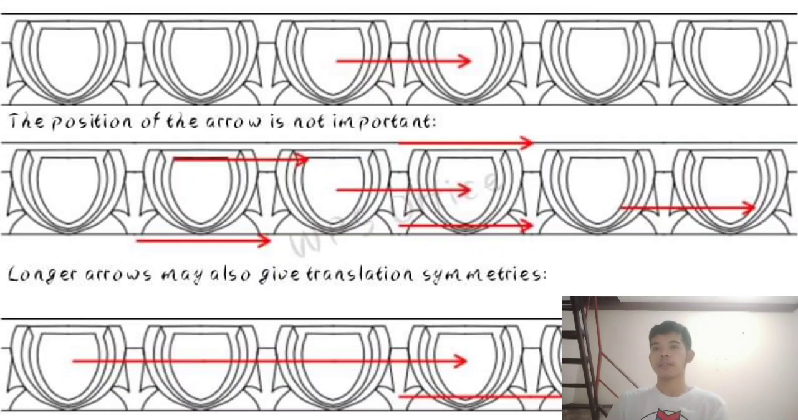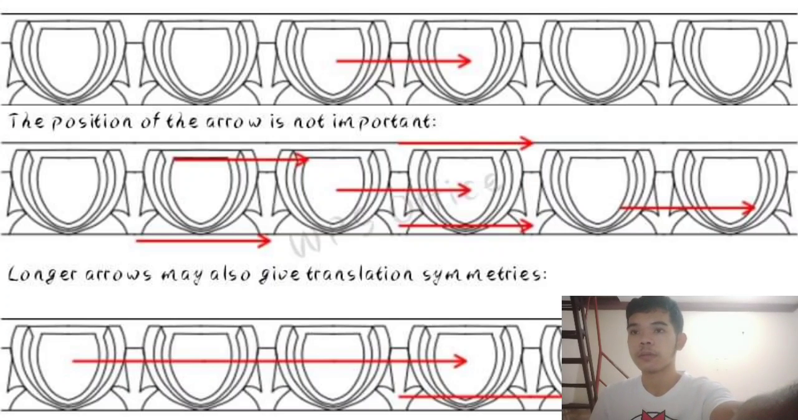As you can see, a short arrow describes a translation, but generates all the longer translations. Also, the longer arrow may also give translation symmetry because it is a multiple of the shorter translation. We will only label the shortest translation in a given direction.